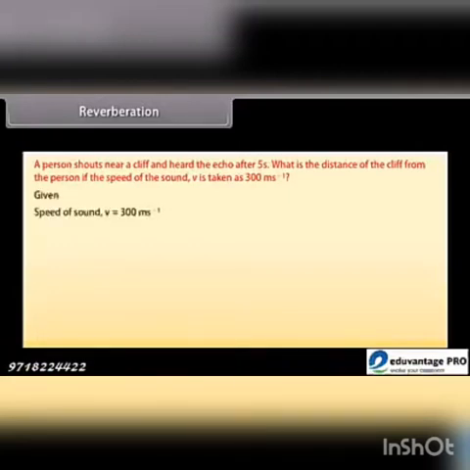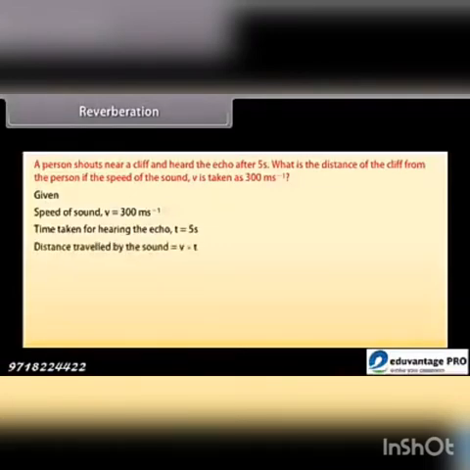Given that the speed of sound, v, is 300 m/s, and the time taken for hearing the echo, t, is 5 seconds. Distance travelled by the sound is equal to v × t, which is equal to 300 m s^-1 × 5 s, which is equal to 1500 meters.